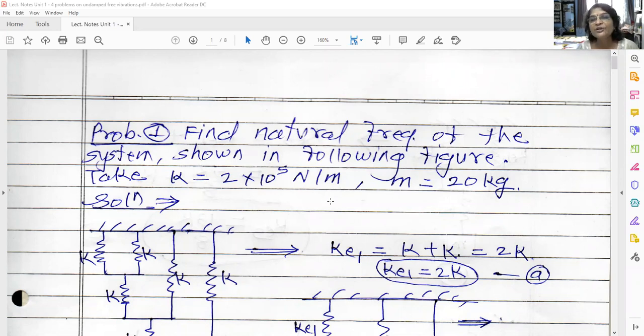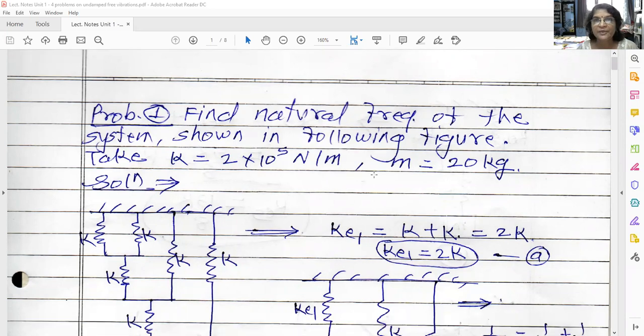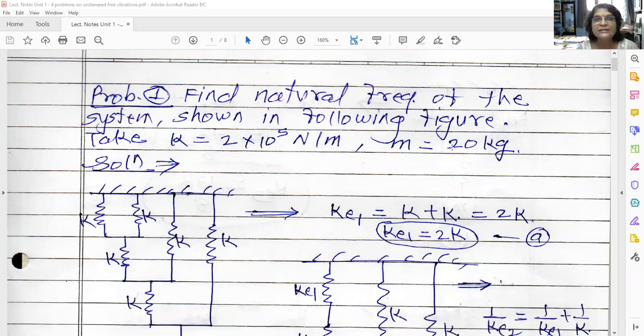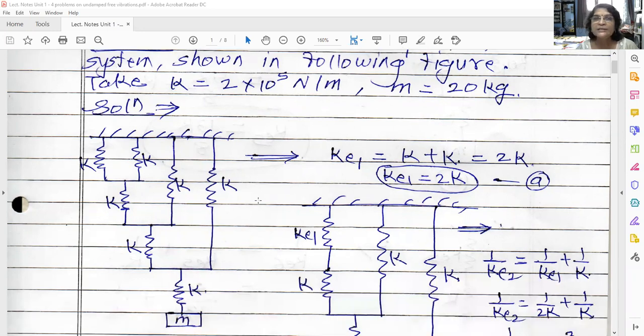So in continuation with earlier problems, we are going to solve today 4 problems. These problems are undamped free vibrations. Okay, so let us see the first problem. The problem statement is find natural frequency of the system shown in the following figure. Take K is equal to 2 into 10 raised to 5 Newton per meter and M is equal to 20 kg. Okay, this is the problem on springs.